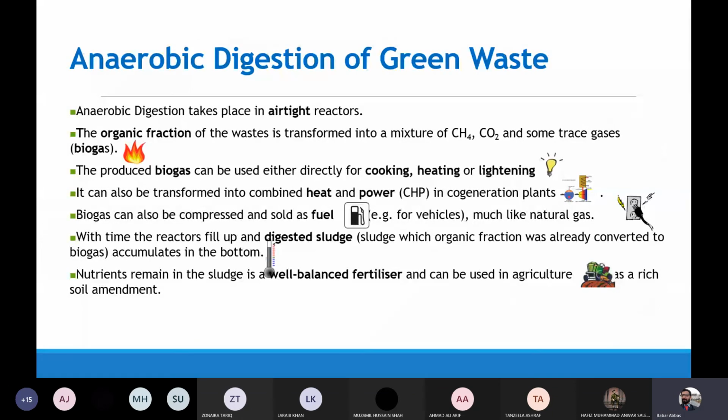So all these benefits are once again discussed here in terms of the process taking place in the airtight reactor. The organic fraction of the waste is converted into biogas, which can be utilized as a source of energy, and it can also be used for cooking, heating, and lighting. It can also be used to produce heat and power. It can also be utilized as fuel, and the digestate, which is the second product, can be utilized as a natural product for a well balanced fertilizer setup.